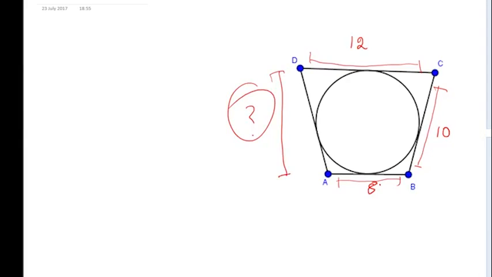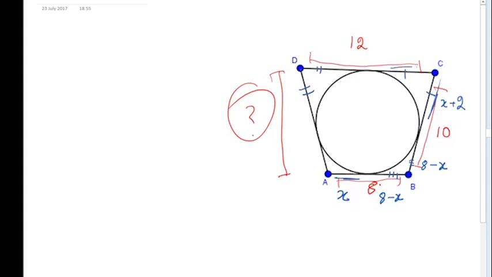Kaise kare? So how do we do it? We know that the length of the tangent is equal. So this part will be equal to this, will be equal to this, and so on. So let's start from somewhere. We'll assume this length to be x. So this is x. So the other side becomes 8 minus x, which means this also becomes 8 minus x. And that means this becomes 10 minus (8 minus x), or x plus 2. So this is x plus 2.